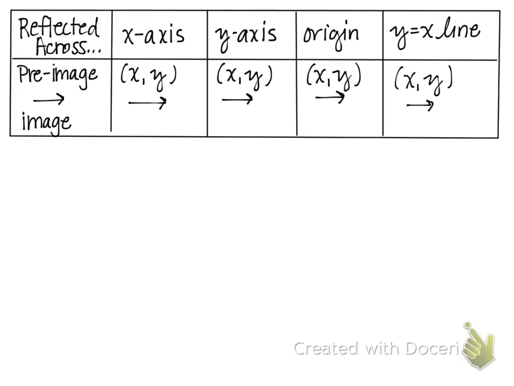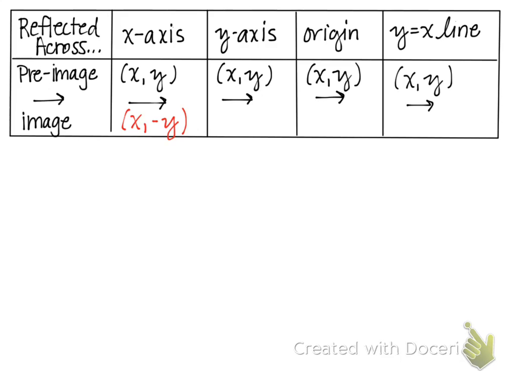Okay, so we're going to talk about those reflections. Now we got a little table here. It says reflected across, and we have the four things: x-axis, y-axis, origin, and y is equal to x line. So we have the pre-image, and this arrow means turns into the new image. So if you have an original x and y, if you are reflecting over the x-axis, what you do is you have x, comma, negative y. All you're doing here is you're changing the sign of the y.